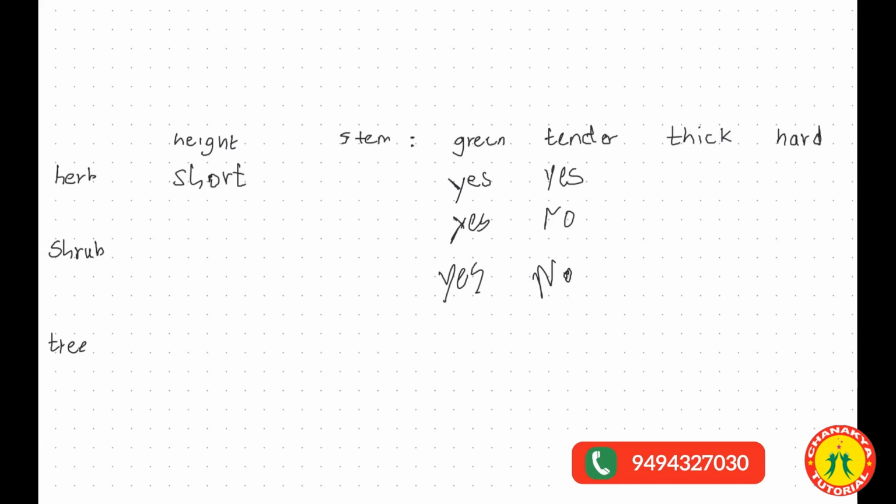Okay, write another column after green, tender, thick and hard. Add another line. One is the stem is placed at the base. And another is the stem is placed higher up. So after you have written green, tender, thick, hard, write another column. The headings are: the stem is placed at the base, and the stem is placed higher up.